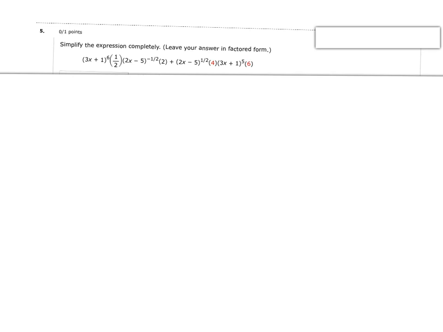Oh, you know what? I better do this one because there's a kind of aspect at the end. Okay, so let's do this. So let's do u equals 3x plus 1. And then let's do y equals 2x minus 5. And so as we write this then, I'm going to multiply the numbers again. So 1/2 and 2 are going to multiply to 1, so it's kind of gone. So I have u to the 6th and y to the negative 1/2.